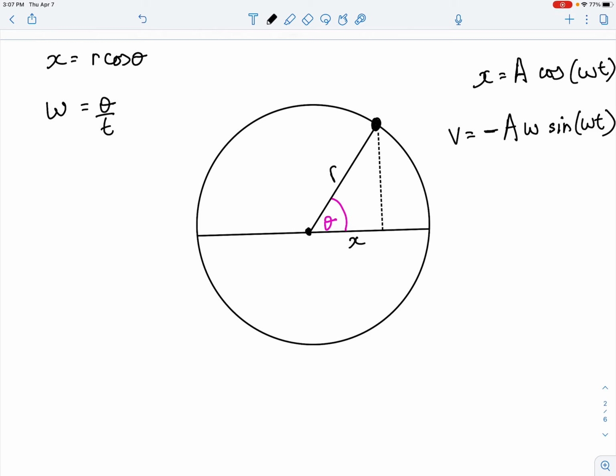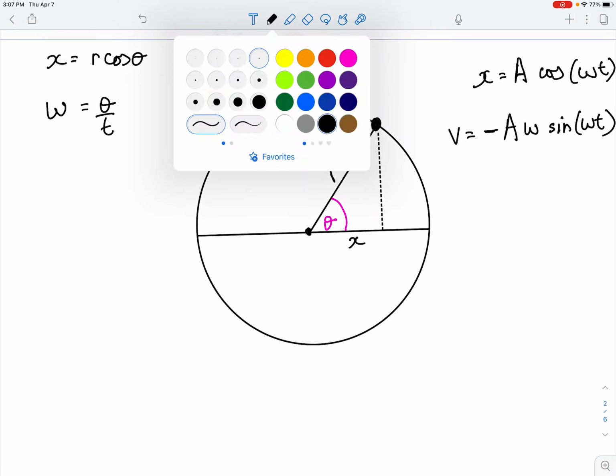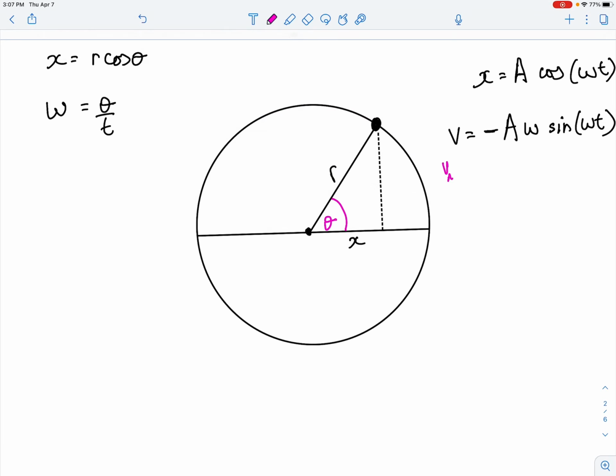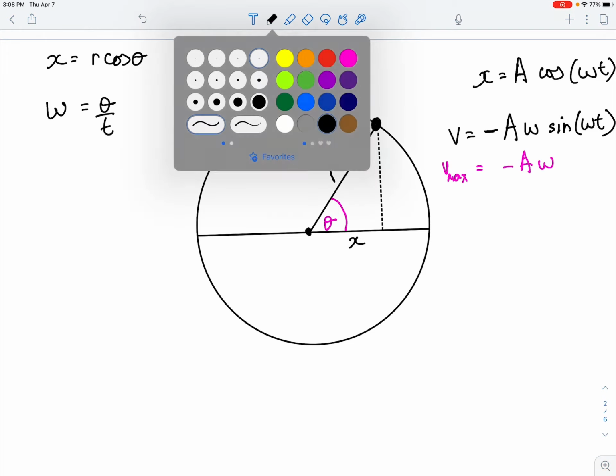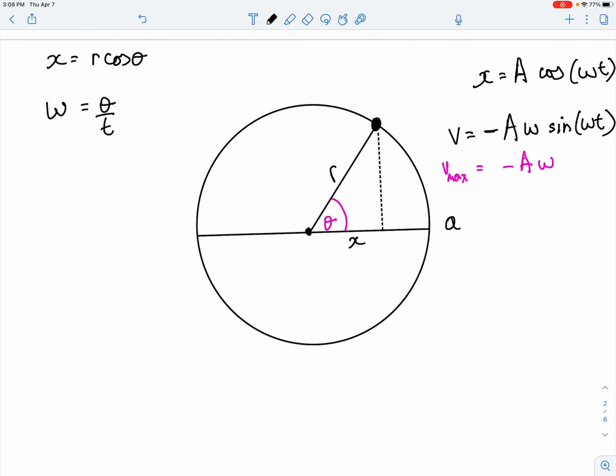Now, if you want to know your Vmax, not that it's necessary here, but just for extra information, your Vmax is going to occur at the maximum value of sine theta. The maximum value of sine anything is 1, so your Vmax is minus a omega. Ta-da! Now, if I wanted to figure out the acceleration, it would be the differential of the velocity, dv/dt.